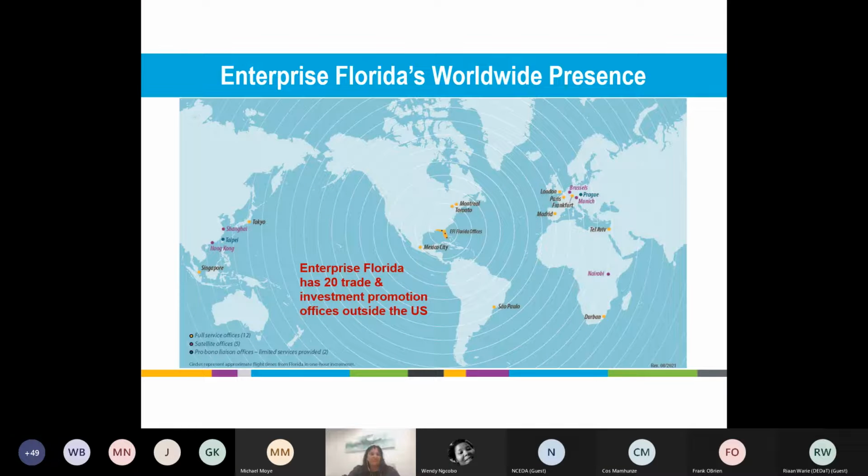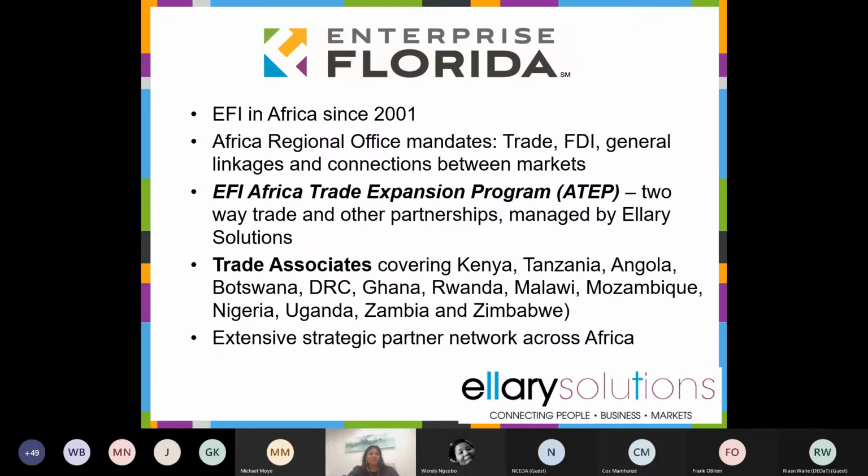EFI also has a very robust, dynamic international network comprising 20 international offices in 13 countries in major markets of the world. And our office is, of course, the Africa Regional Office with unique mandates. Next slide, please. EFI has been invested in on the African continent since 2001. So it's one of the longest standing foreign trade offices on the continent. And our mandates are twofold.